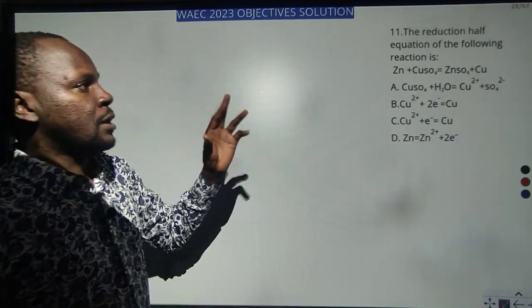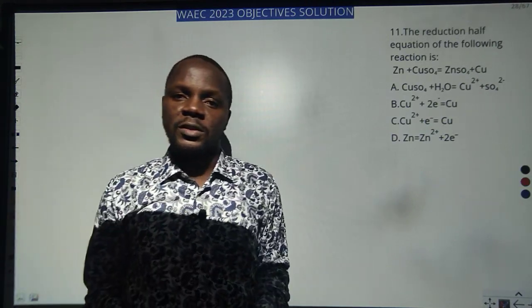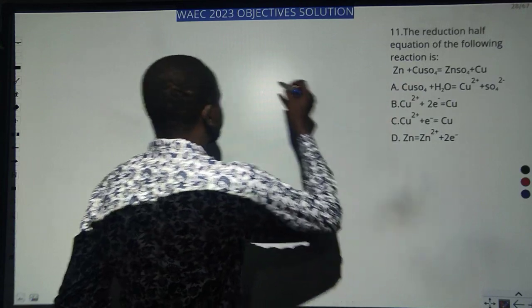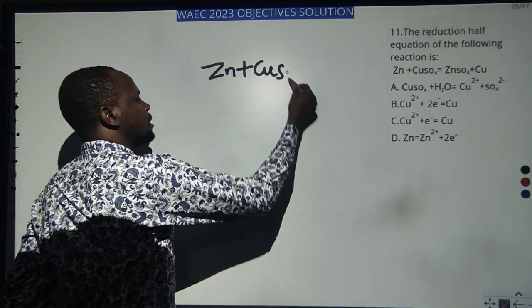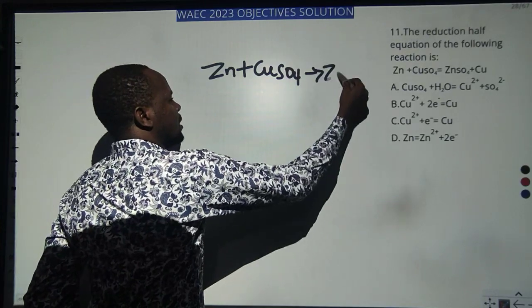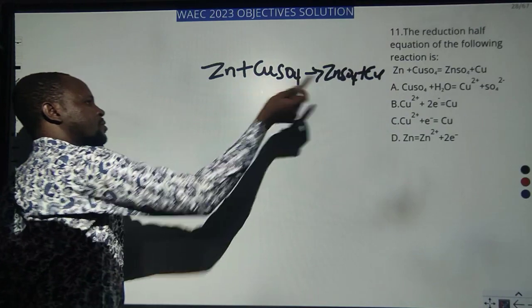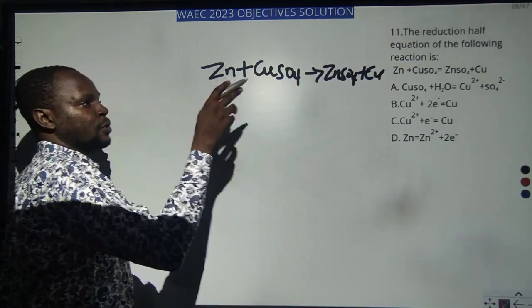God bless you. Now this is the reduction half equation of the following reaction. The reaction we want to consider is a redox reaction. We have zinc combined with copper sulfate, as you can see. It's giving us ZnSO4. Then copper is being discharged as solid. Now look at this, the reduction half.